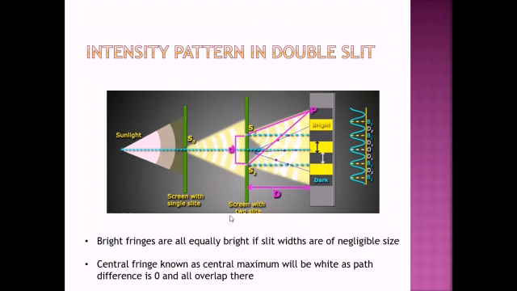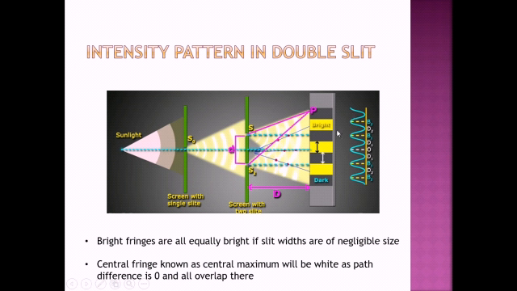The intensity pattern in double slit. This is sunlight, light coming from the sun, passing through a single slit. After that, it passes through two slits, S1 and S2. The distance between the two slits is D, and after that we get the interference pattern.